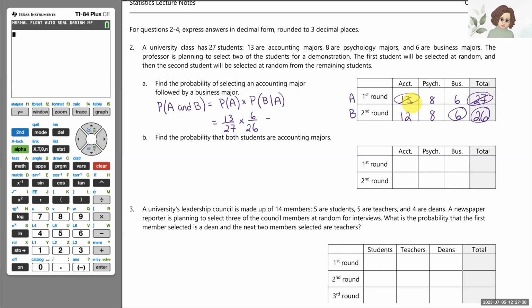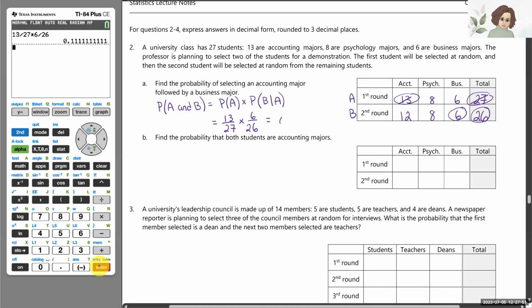So you can use a table or not to help you be organized there. And I'm just going to enter it on the calculator like I speak it. 13 out of 27 times 6 out of 26. And the directions say to round to 3 places. So that would be 0.111. Just leave that in decimal.